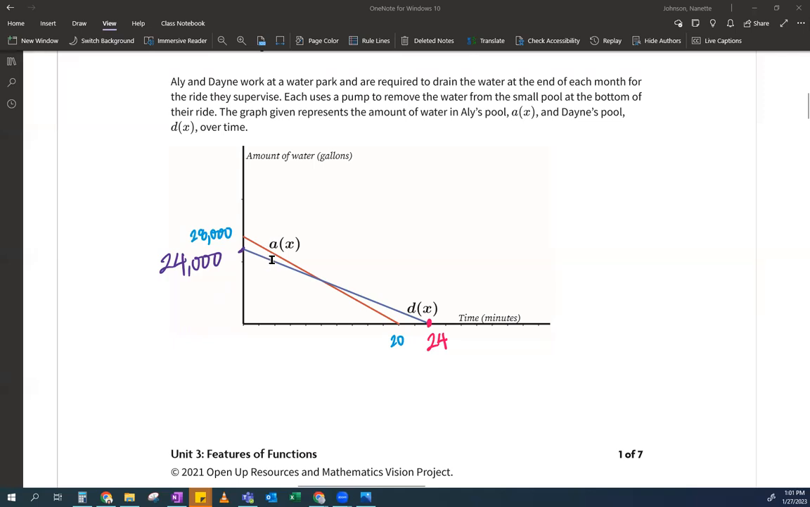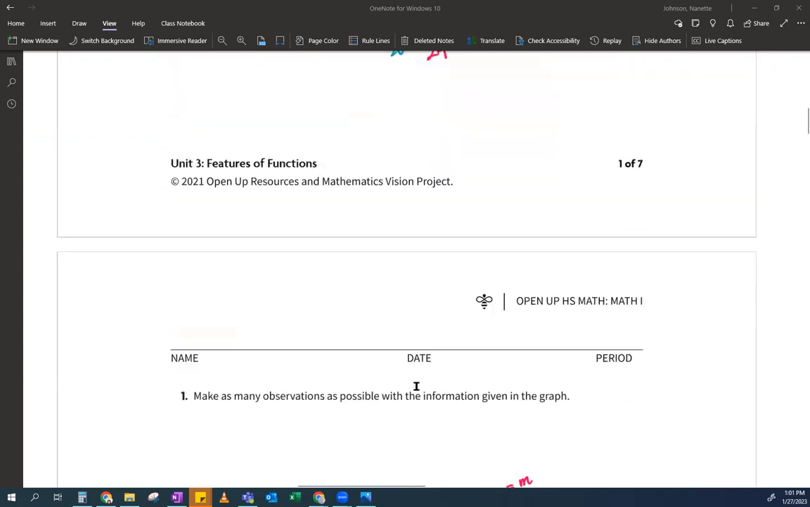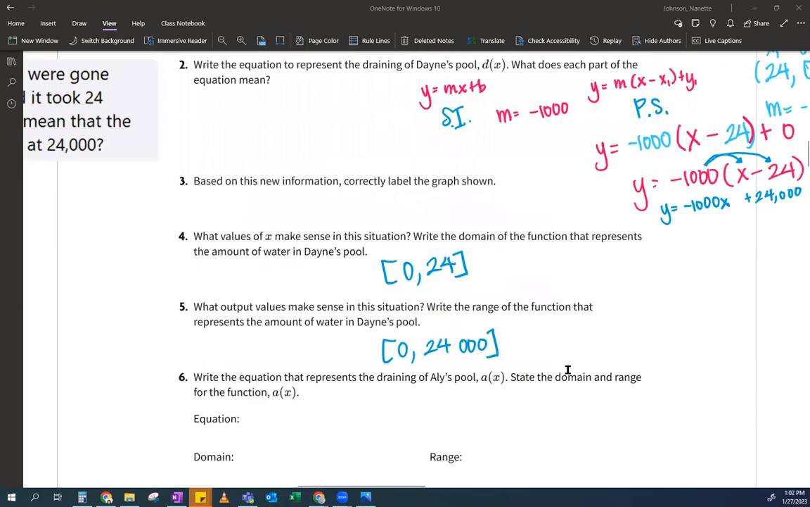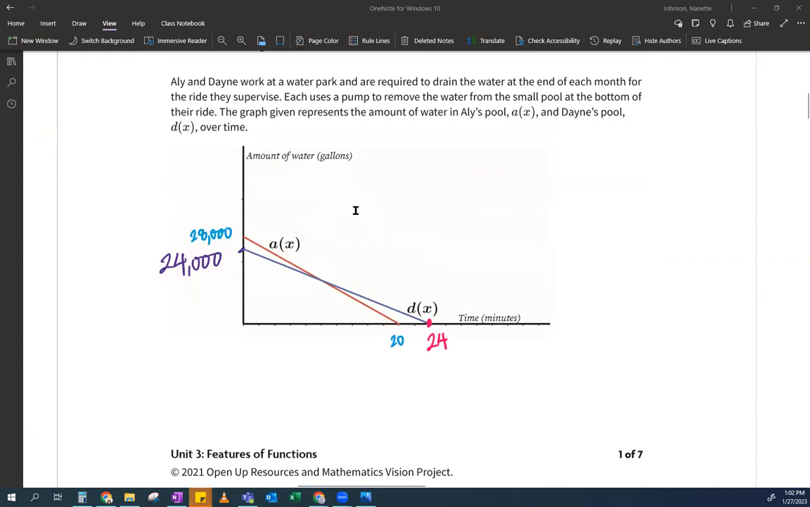So there we go. Okay, the next thing that I need to do is, let's see, what did they tell me to do? Write the equation that represents the draining of Allie's pool. State the domain and the range of the function for a of x. Because I'm going to skip the equation right now, I'm going to go with domain and range. What's the domain of this function? So ignore this blue function for now. Look at this reddish line right here. Look at Allie's. What is the domain?